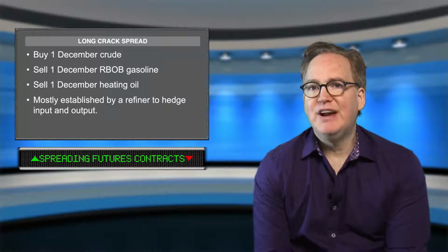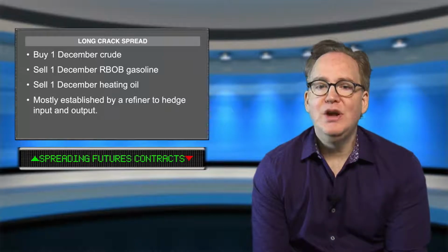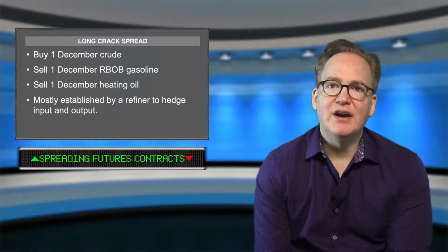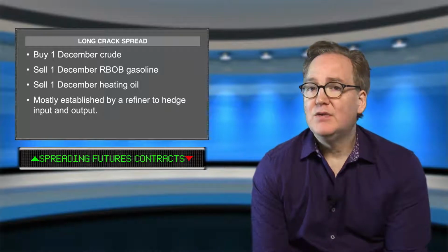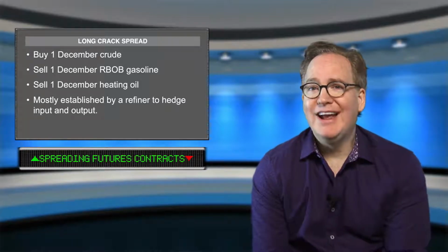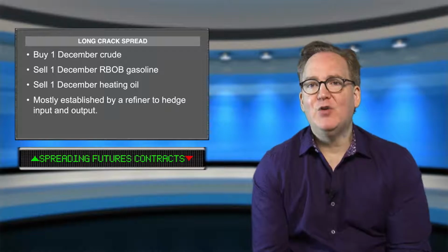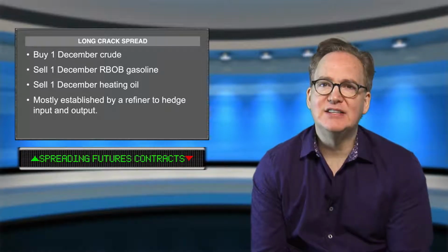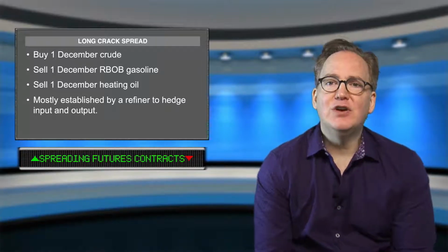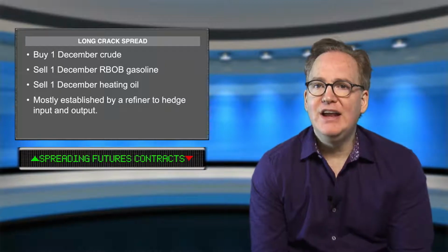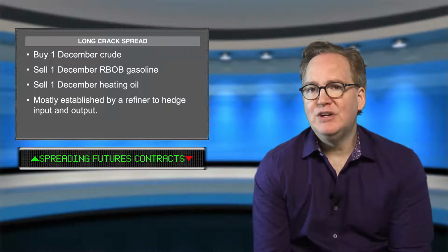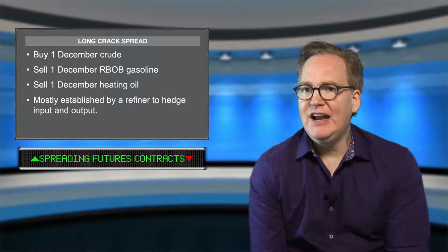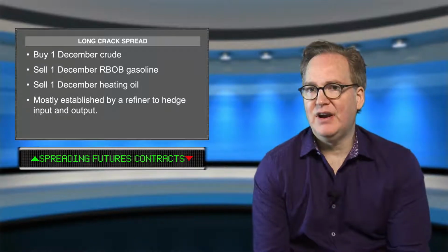The crack spread consists of crude and its refined products. Crude oil is the raw input for heating oil and gasoline. When they refine or crack the crude, as they say, they turn crude into heating oil and gasoline. So crude is the input and gasoline and heating oil are the refined products.